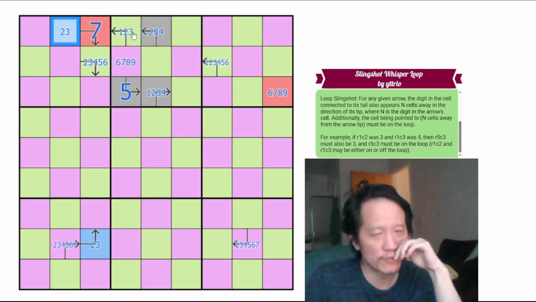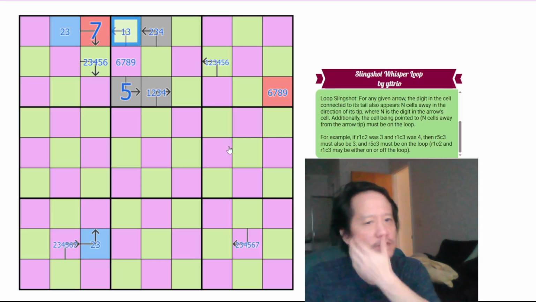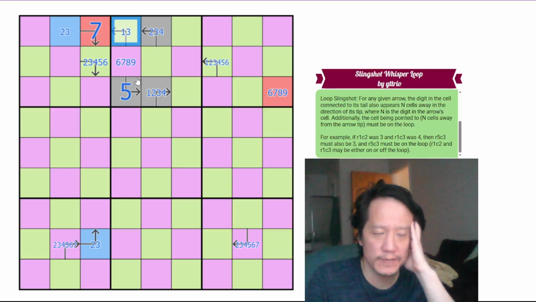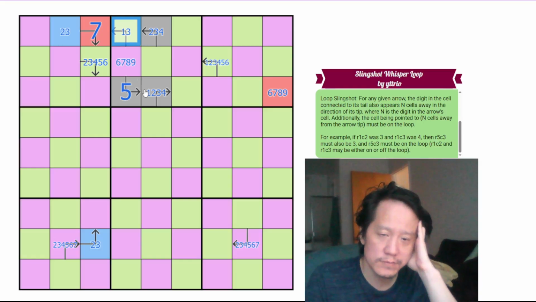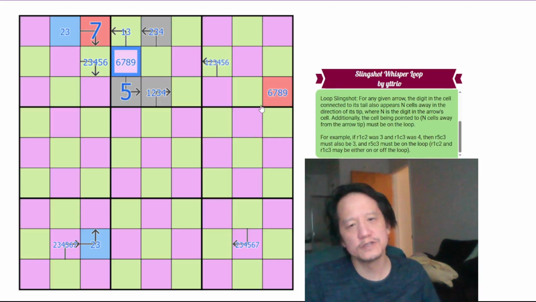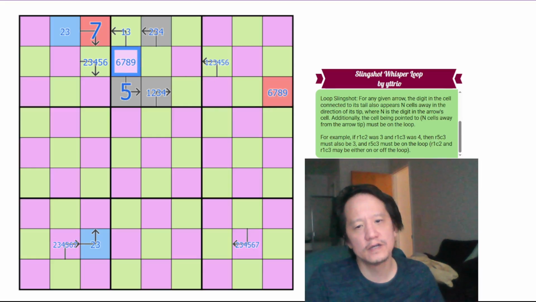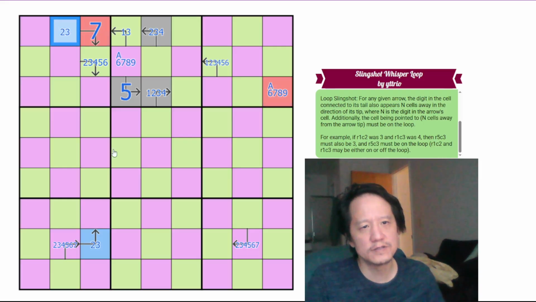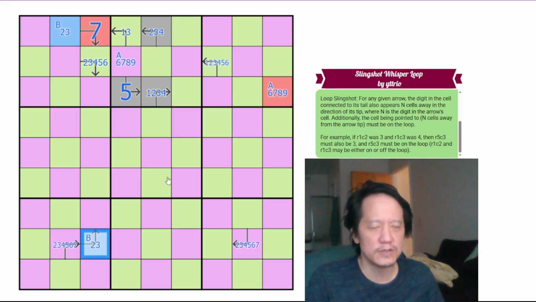This cannot be referencing the low. So it can't be 2. This was 1 or 3. This is the same digit as this. So this is A and A. And one of these is A. This we're going to mark as B. This is B.